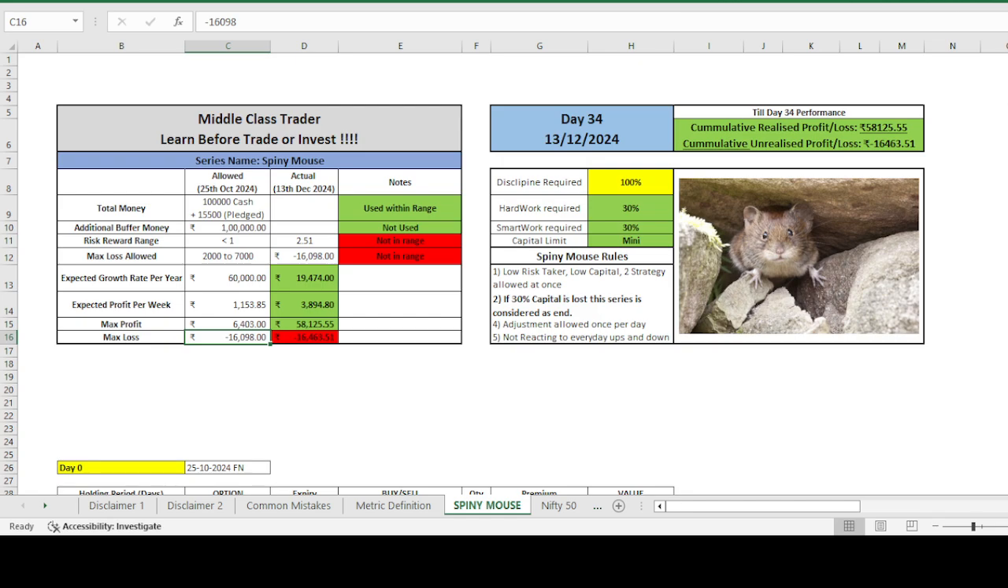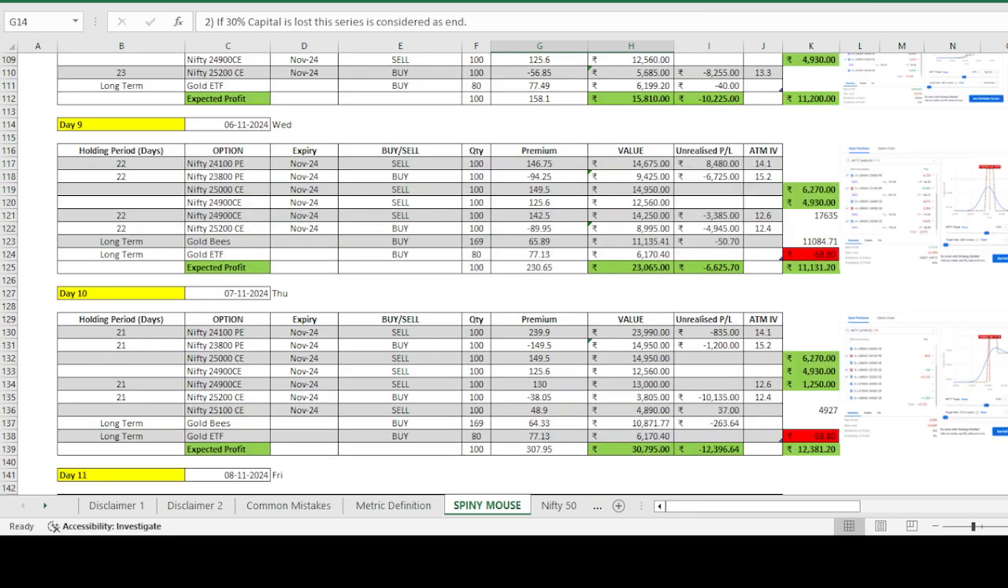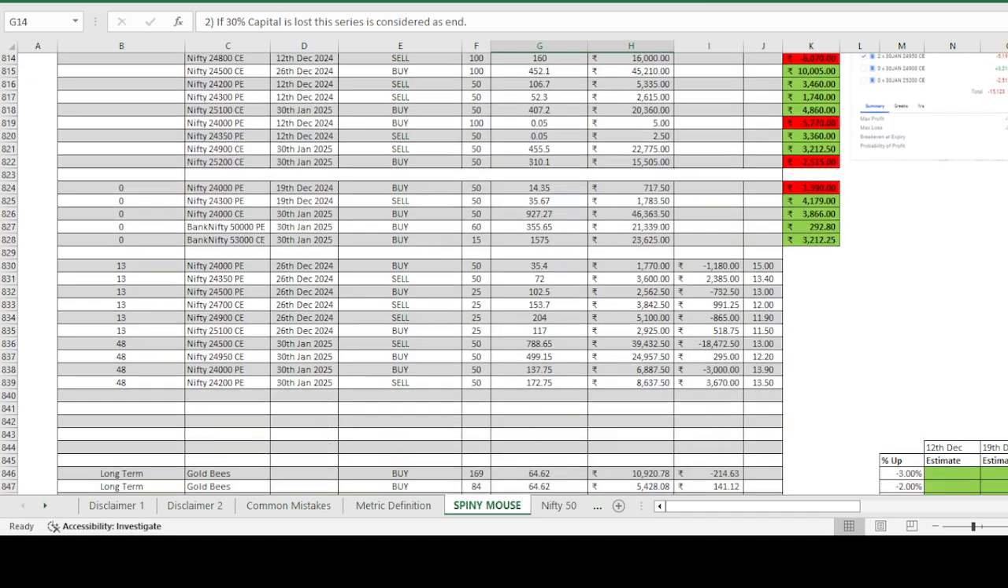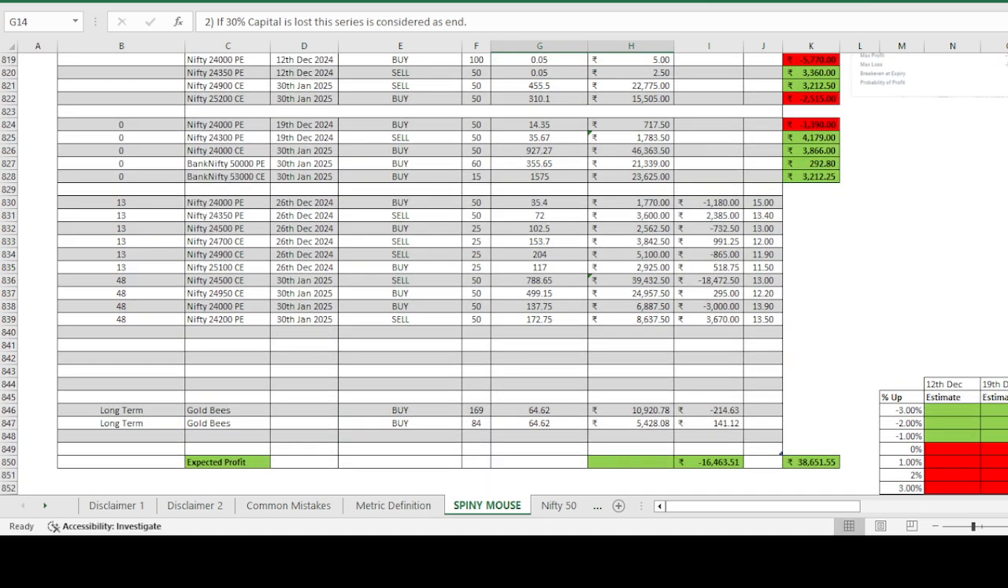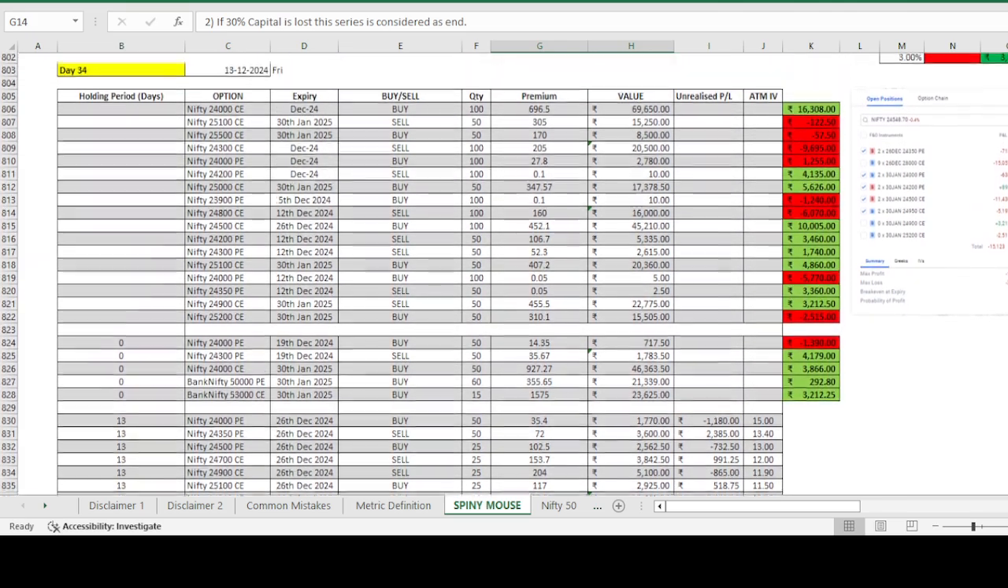This is the realized and unrealized cumulative value, and if I lose 30% of capital, then it will be considered that I lost the series. So I need to keep that in mind, and I need to be very careful. I should not go for a bigger risk. And this is the day 34.